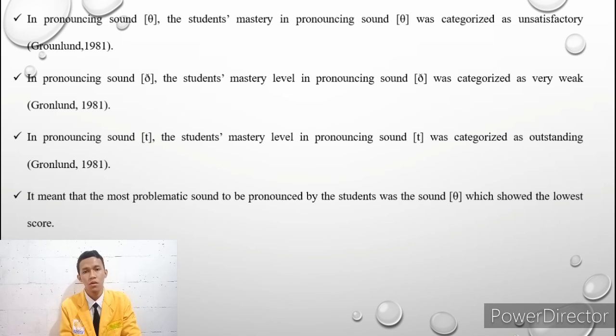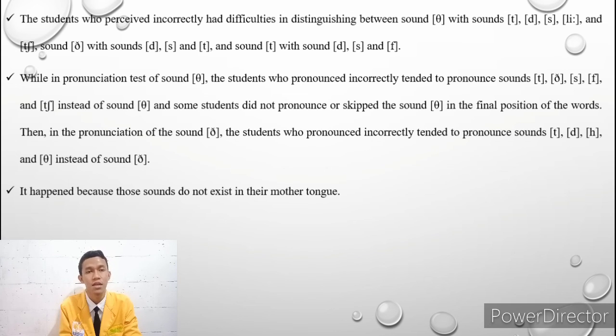The student who perceived incorrectly had difficulties in distinguishing between the first sound and other sounds such as d, s, and ch, the second sound with sounds d, s, and th, and the third sound with sounds d, s, and f. While in the pronunciation test, the student who pronounced incorrectly tend to pronounce th, s, f, and ch instead of the target sound, and some students did not pronounce or skipped the sound in the final position of the word. Then, in the pronunciation of the next sound, the student who pronounced incorrectly tend to pronounce d, h, and th instead of the sound. It happened because the sound does not exist in their mother tongue.